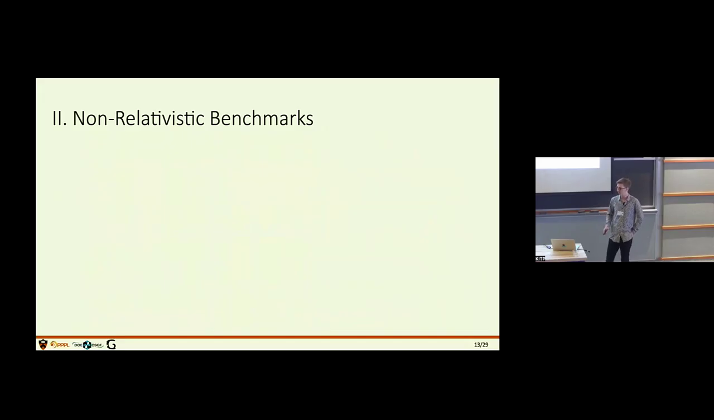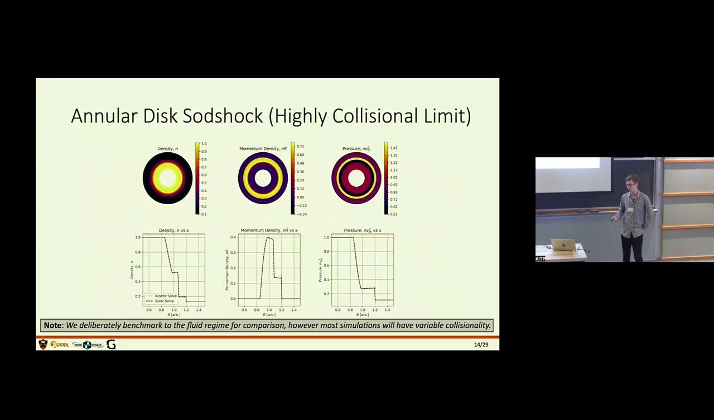The benchmarks of this are particularly well suited in this highly collisional limit. The top row is going to be the integrated moments of our kinetic distribution at the final time step of an annular disk Sod shock problem. The bottom row is going to compare the results, the moments of the kinetic distribution, to that of an Euler solve, and ultimately we get excellent agreement. We can verify things at this point, such as checking that we do indeed have total density and total energy conservation of our overall discrete system.